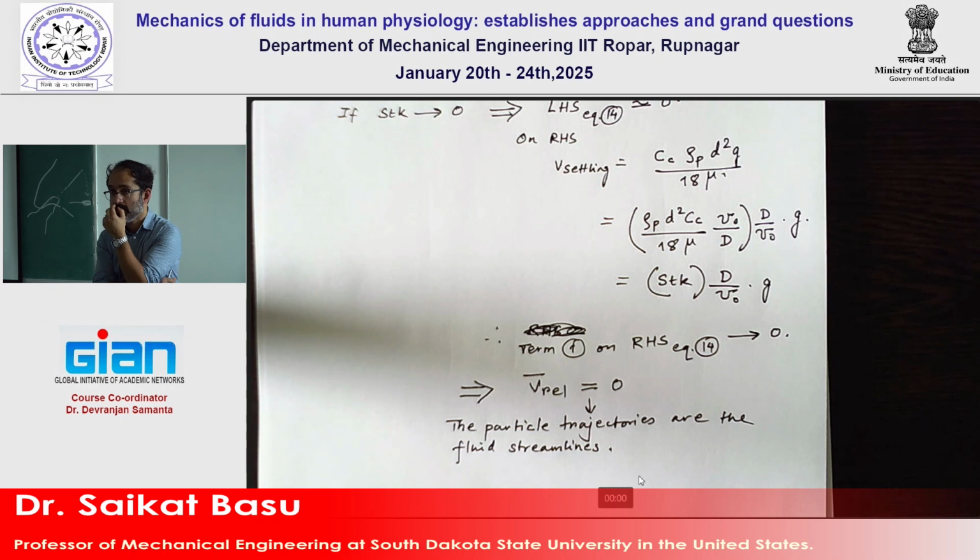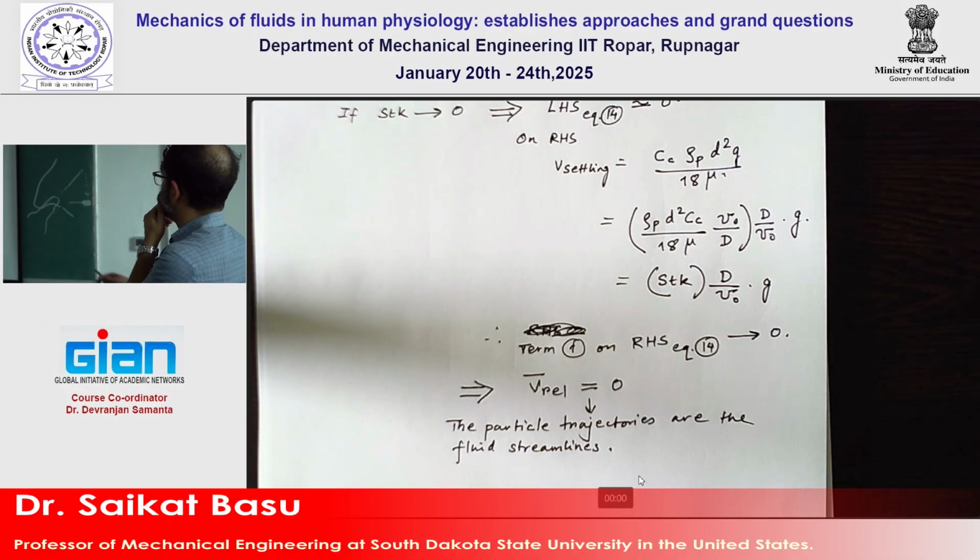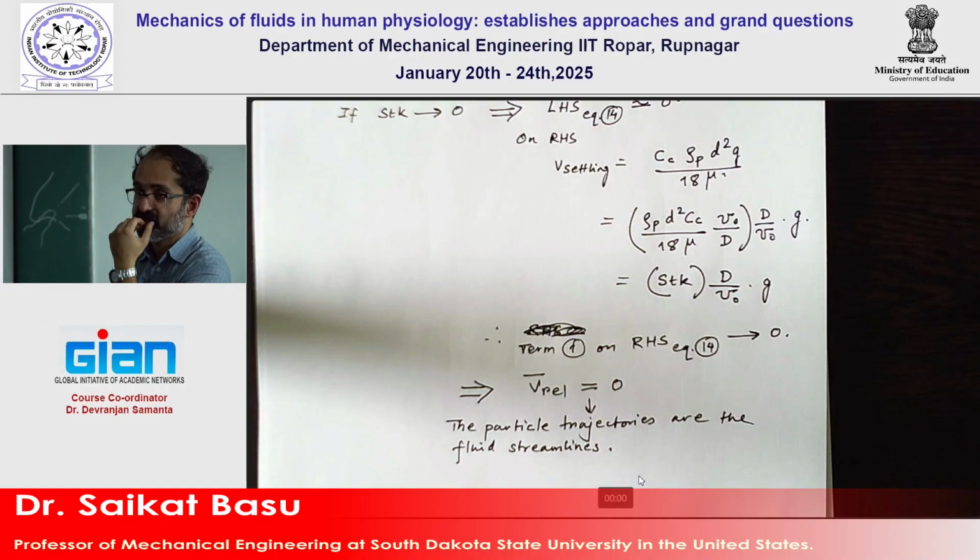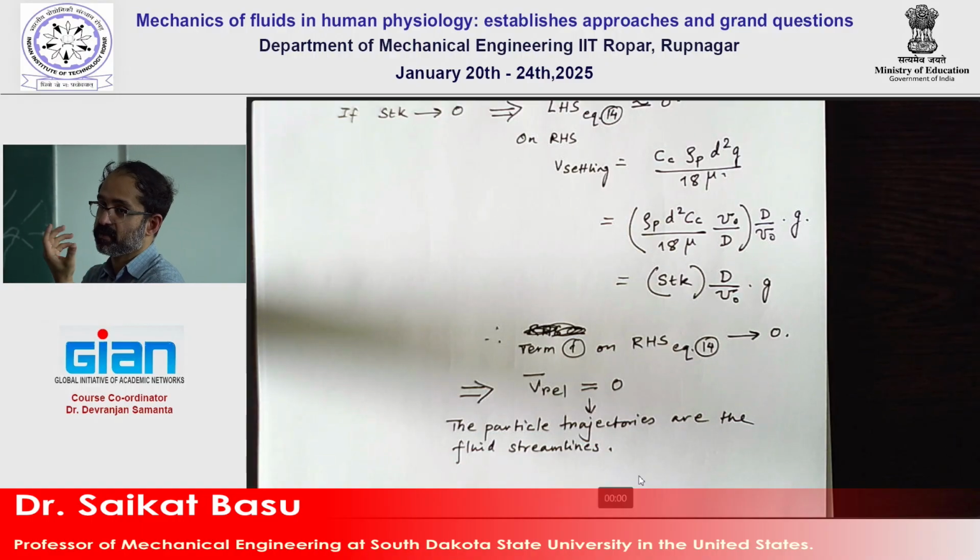So here the relaxation time is zero. Right, yeah. If you think about the Stokes number as another version of relaxation time, a non-dimensional version of relaxation time, the Stokes number will be zero if the relaxation time is zero. So that's another way to think about it.